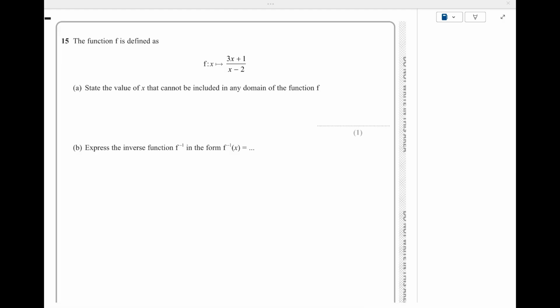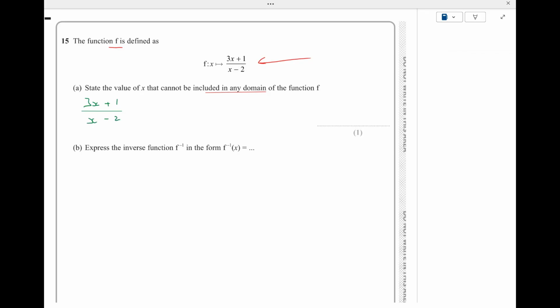Question 15. Right. Functions. So we're told that this is the function f. State the value of x that cannot be included in any domain. Now, the domain of a function are the numbers or the values that you put into the function, the inputs.